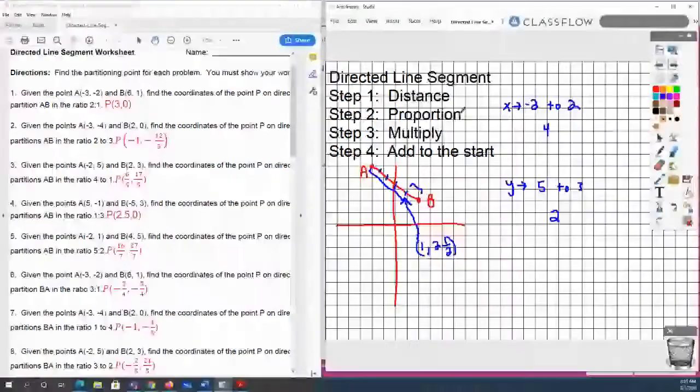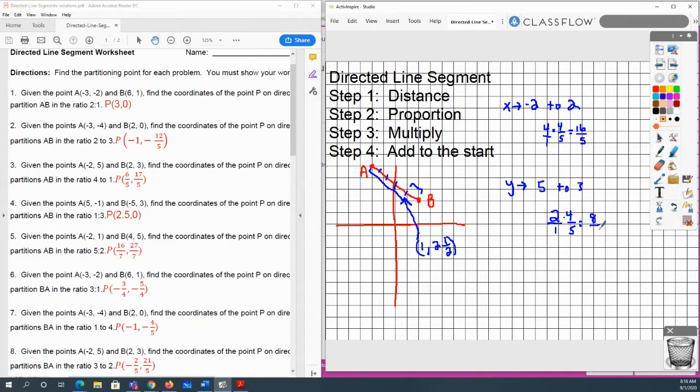All right, so next step, proportion. What's my proportion? Well, since it's 4 to 1, 4 over 5. So my proportion is 4 over 5. You're going to multiply times 4 over 5 both of these. Put that over 1. Put that over 1. This is going to be, what's that? 16 over 5? For that one. And this is going to be 8 over 5. Okay?